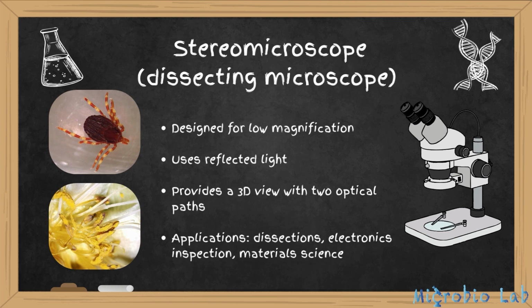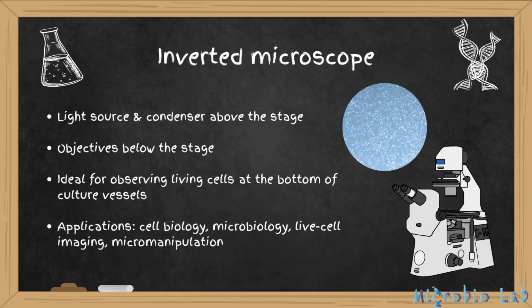Another configuration commonly found in cell biology labs is the inverted microscope. An inverted microscope is configured with the light source and condenser above the stage, and objectives below. This setup is ideal for observing living cells at the bottom of vessels like culture flasks under more natural conditions. It's widely used in cell biology, microbiology, and applications like live cell imaging and micromanipulation.